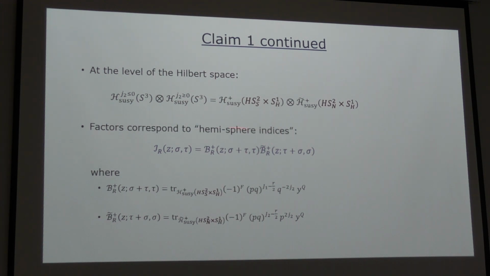There is an effect of S transformation. So this is just at the level of the Hilbert space. But if I take the trace, the claim is that these two factors that I showed you can actually be interpreted as what I call hemispheric indices, which I'll properly define a bit later, but this is just to give you the overall picture. Okay? So these factors can actually be interpreted as these hemispheric indices. Hemispheric indices being certain traces over the Hilbert space on a hemisphere times a circle.